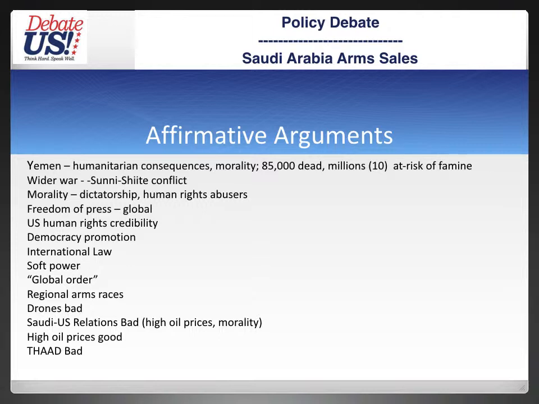There's a whole debate about U.S.-Saudi relations, which we'll talk more about when we talk about the negative arguments. But the argument is basically that the U.S. sells weapons to Saudi Arabia, and in exchange for that, beyond buying the weapons, they also sell us oil at a low price.